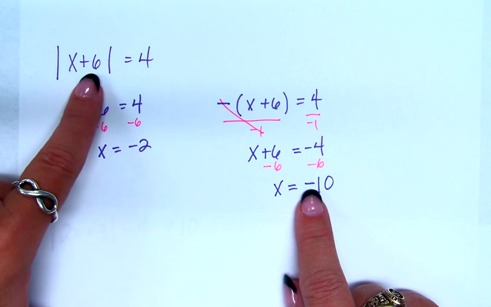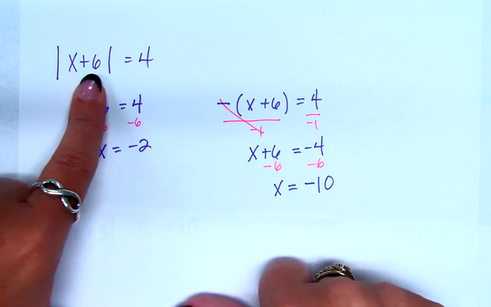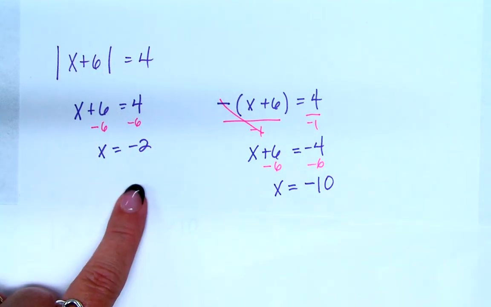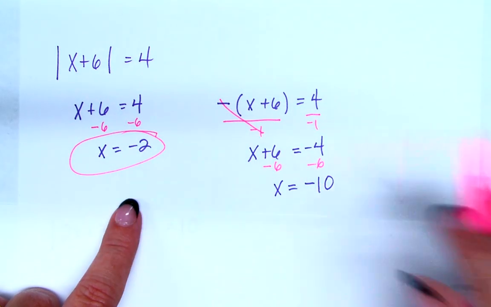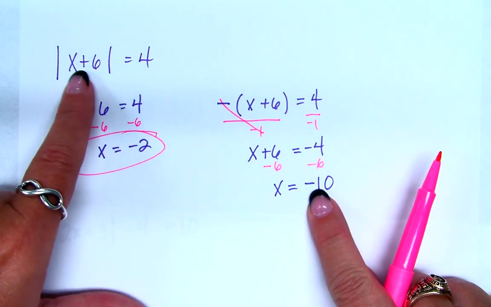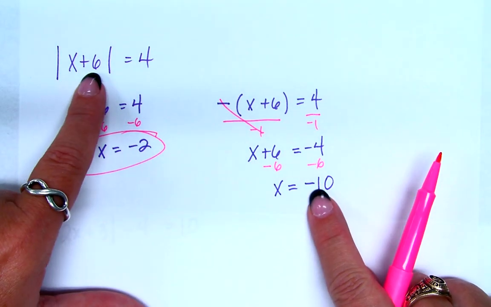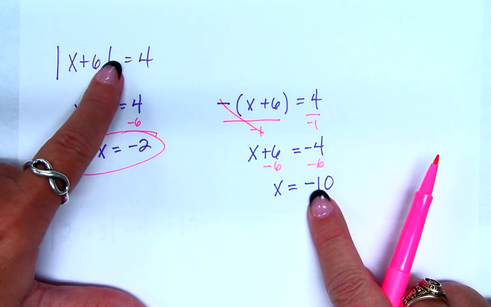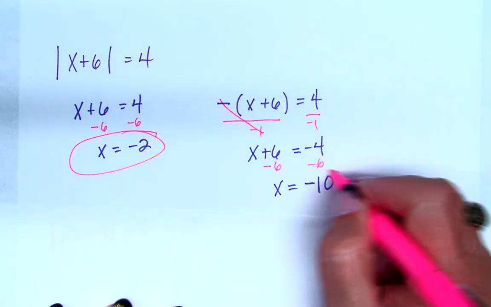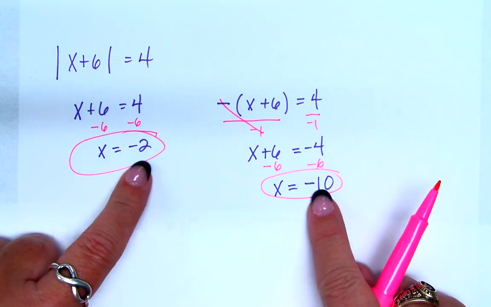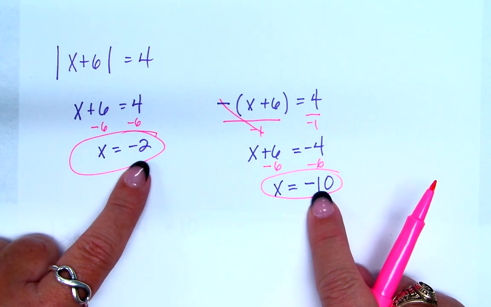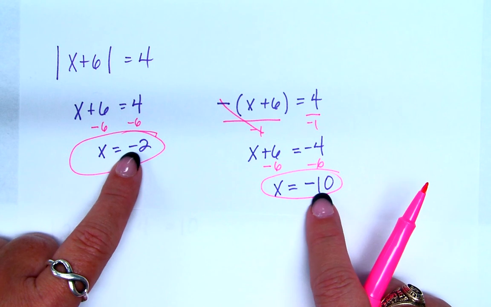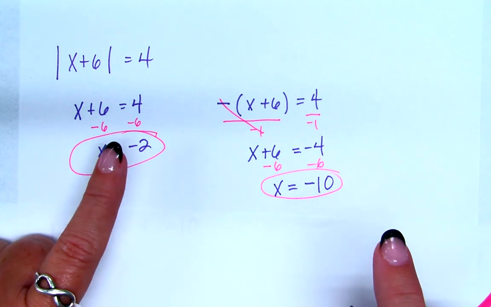-2 plus 6. 4. What's the absolute value of 4? So is this correct? Yes. What about -10? -10 plus 6? -4. What's the absolute value of -4? And does 4 equal 4? So are you allowed to get answers for x, first of all, that are different? Yes. And are you allowed to get answers for x that are negative? Yes. Is everybody okay with that?